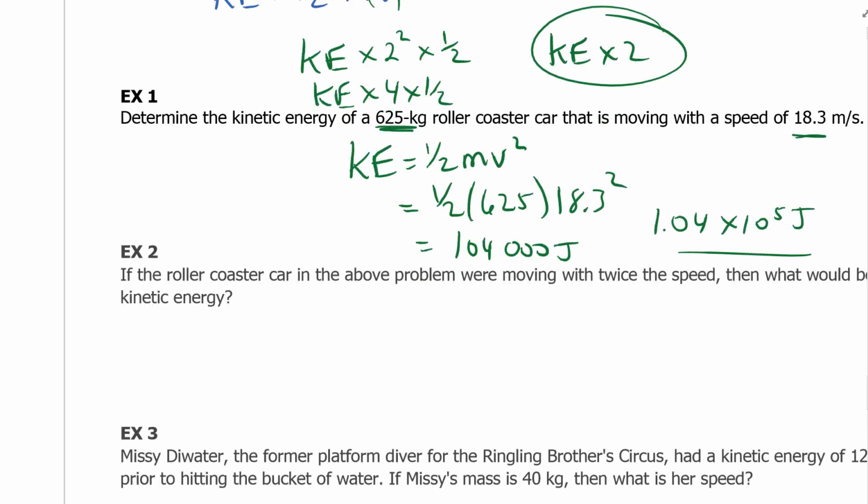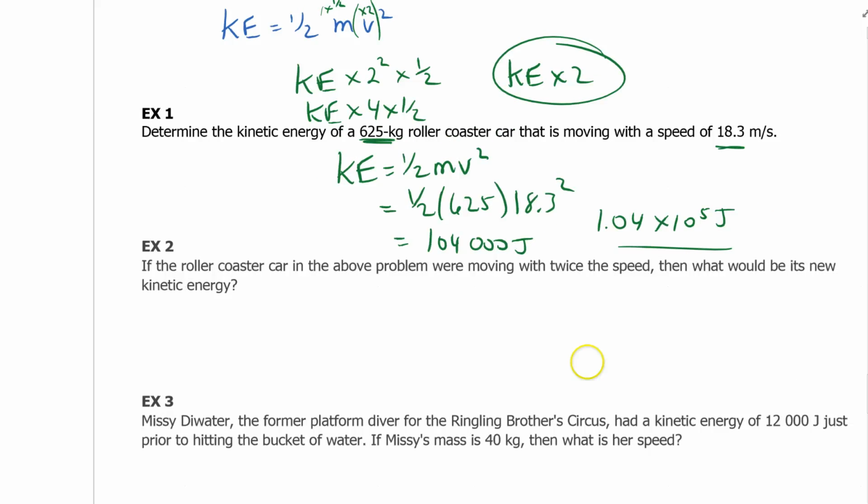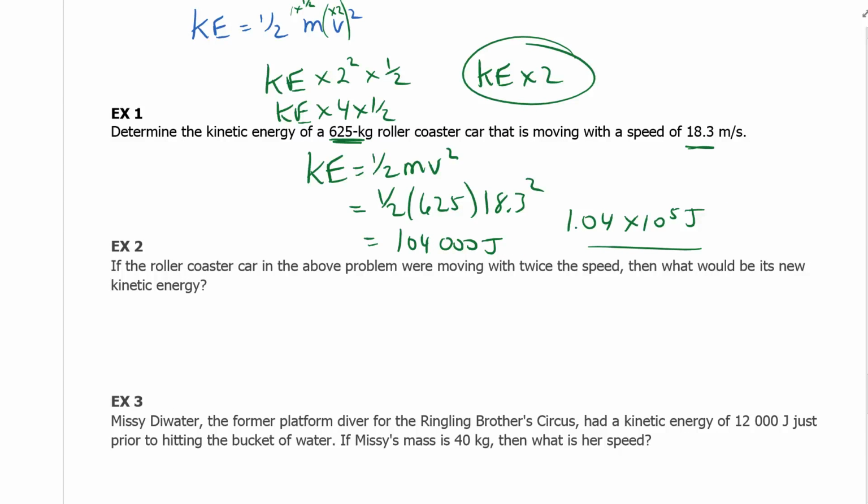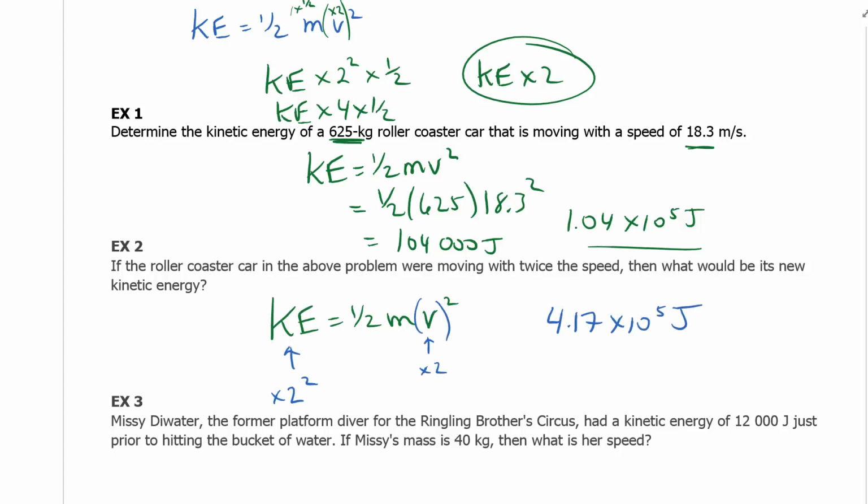Okay. The second example, it says, what if we're moving with twice the speed? Then what would its new kinetic energy be? So since my velocity is multiplied by 2, it's doubled, and that's being squared on this side, my kinetic energy will be multiplied by 2 squared. So if I take my old answer, which was in my calculator not rounded, and multiply times 4, and then round it to 3 significant figures, I get 4.17 times 10 to the 5th.